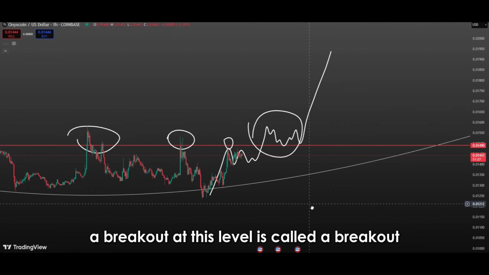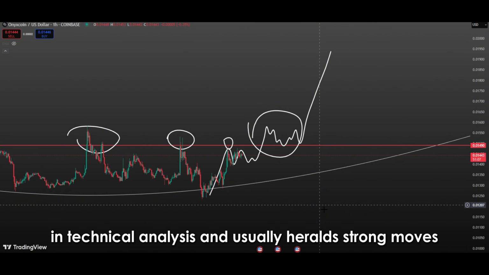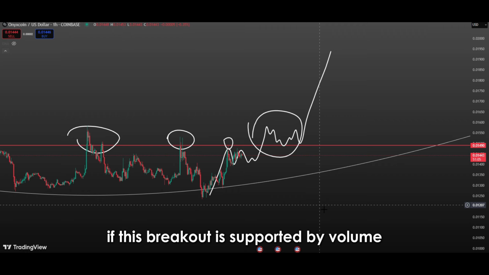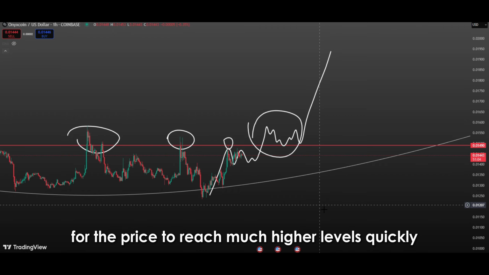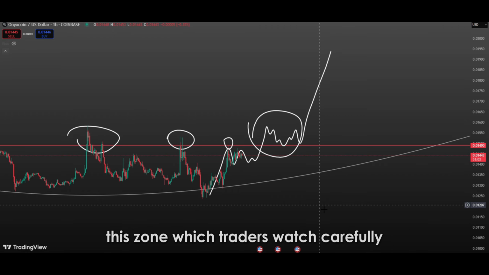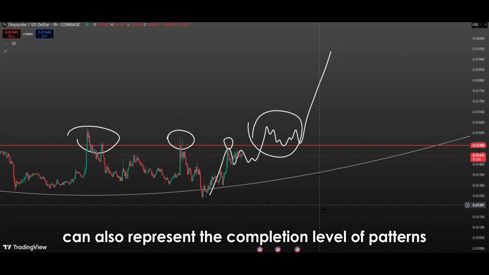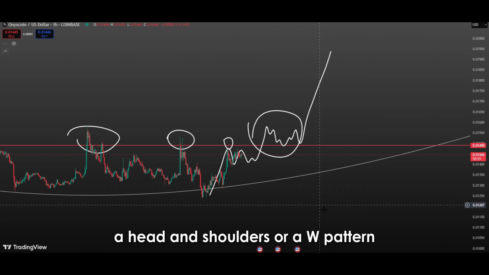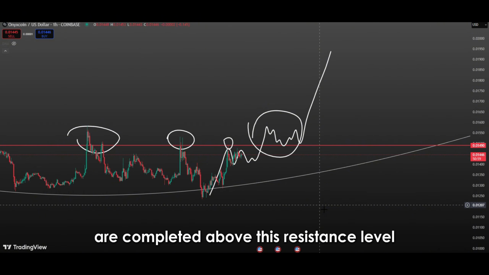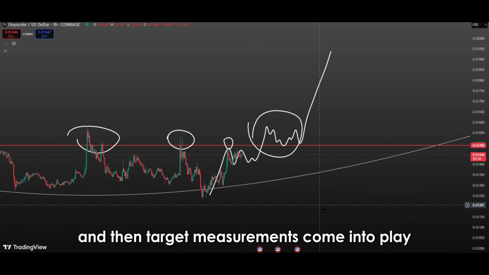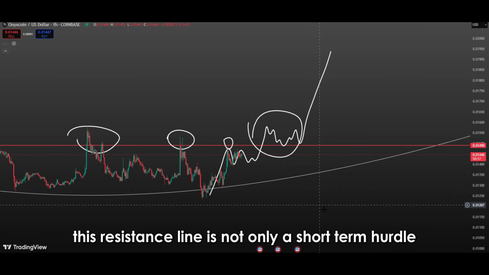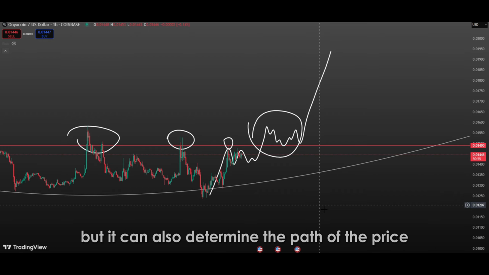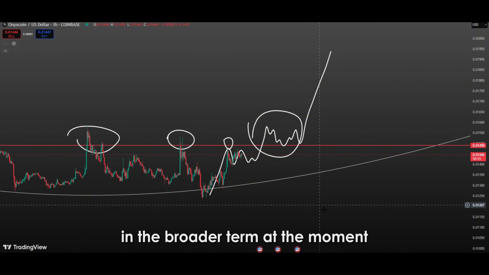In addition, a breakout at this level is called a breakout in technical analysis and usually heralds strong moves. If this breakout is supported by volume, it is possible for the price to reach much higher levels quickly. This zone, which traders watch carefully, can also represent the completion level of patterns. For example, structures such as a bowl pattern, a head and shoulders, or a W pattern are completed above this resistance level, and then target measurements come into play. In this respect, this resistance line is not only a short-term hurdle, but it can also determine the path of the price in the broader term.